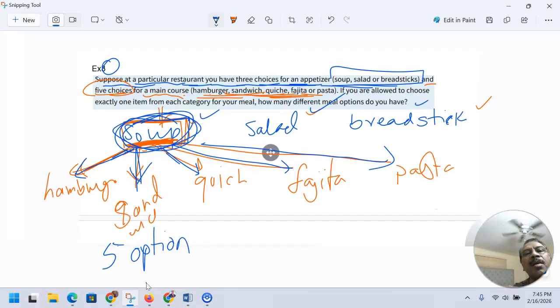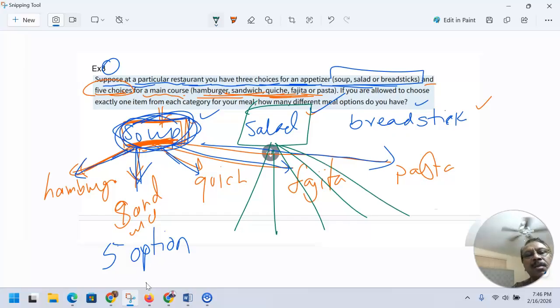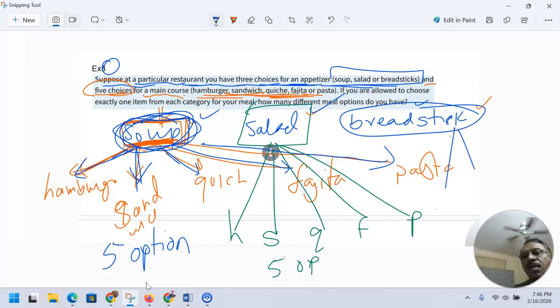Now imagine if you had to select the salad, then again you will have another five options like this: hamburger, sandwich, quiche, fajita, and pasta. So again, you have five options. And if you select, let me use some other color, blue, breadstick, breadstick also has five options after it: hamburger, sandwich, quiche, fajita, and pasta. Clearly, these are again another five options.